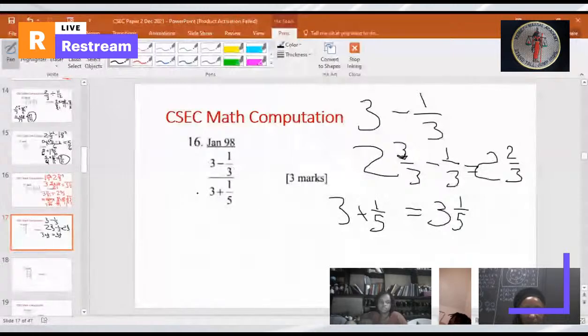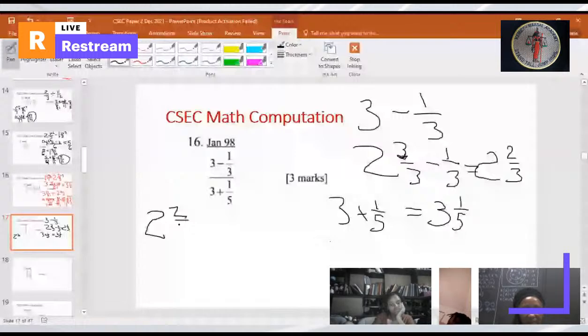Yes, Miss. So it's 2 and 2/3 divided by 3 and 1/5. Right. So what do we say, Imani?